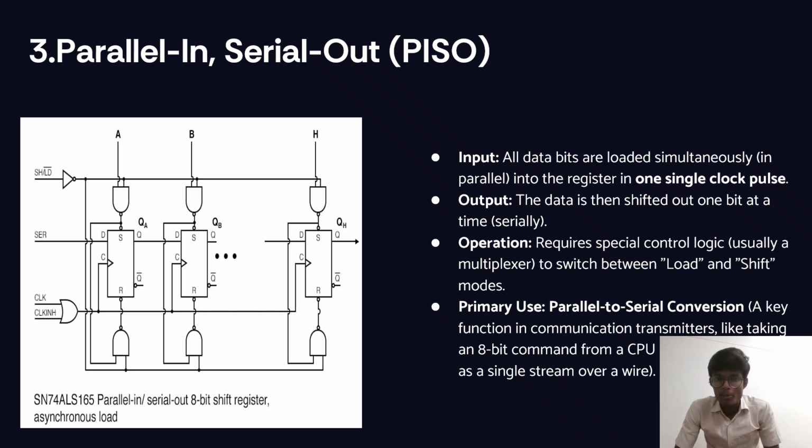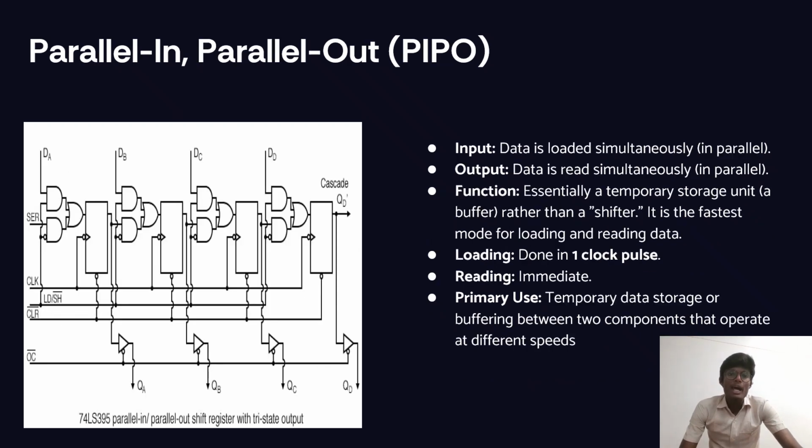A key function is communication of the transmitter, like an 8-bit command from the CPU sent as a single stream over a wire. Next, parallel in parallel out, PIPO. There are input, output, function, and loading and reading, and primary use.